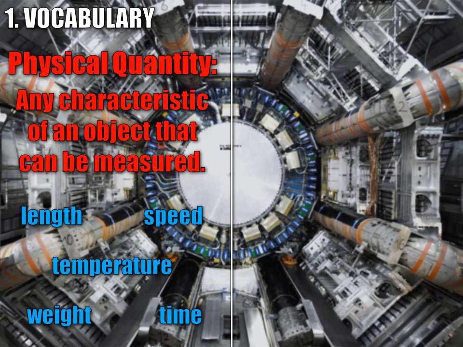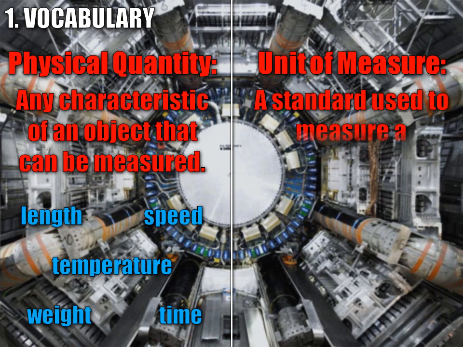Now, how do you measure the length of a pencil? How do you measure the speed of a pencil? Well, in order to measure, you need to have an instrument. And every instrument will have some indications, some markings, or some readout. And it will always present the measurement in terms of a unit. So a unit of measure is a standard used to measure a physical quantity.